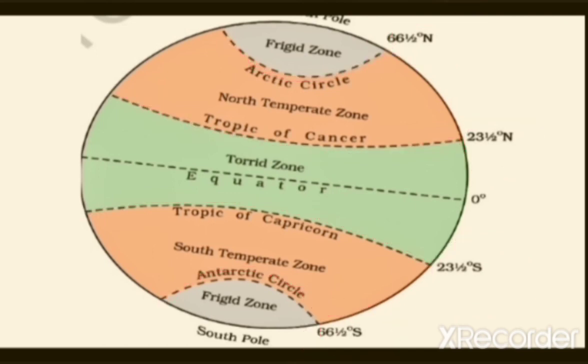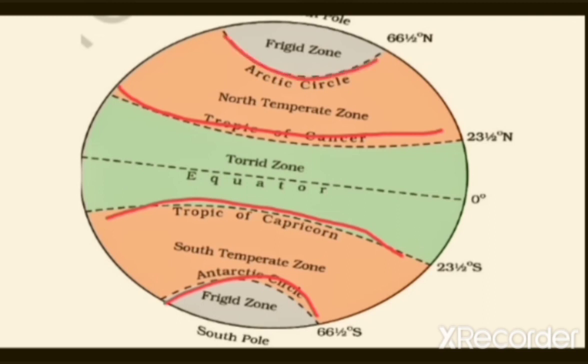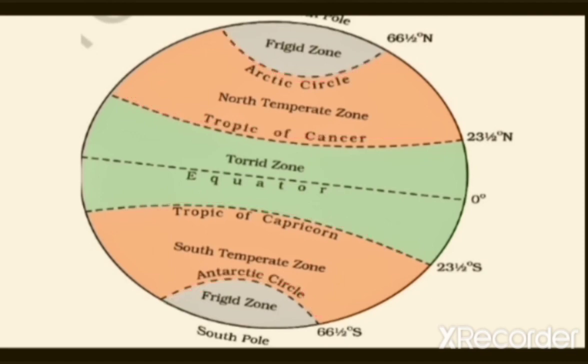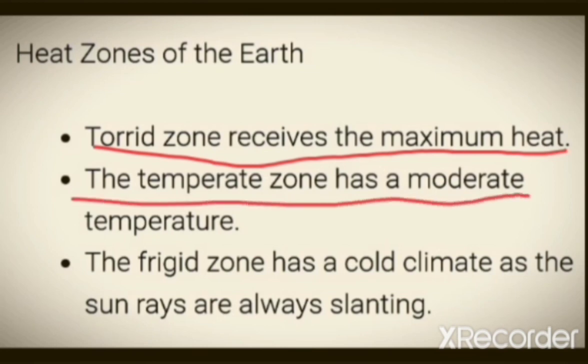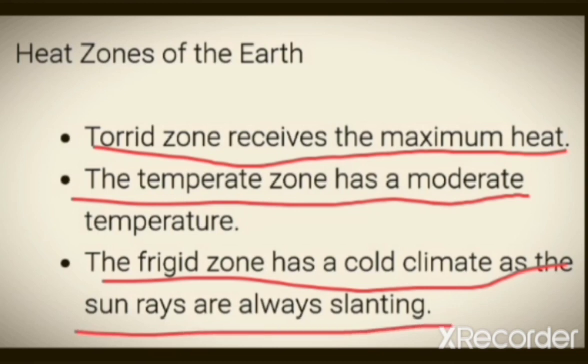These parallels of latitude are very important because they divide the whole earth into different heat zones. What are heat zones? Heat zones are of three types: the torrid zone, which receives the maximum heat; then the temperate zone, which has moderate temperature; and the frigid zone, which has a cold climate as the sun rays are always slanting.